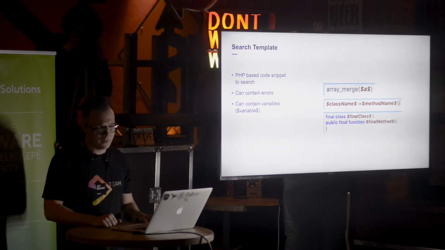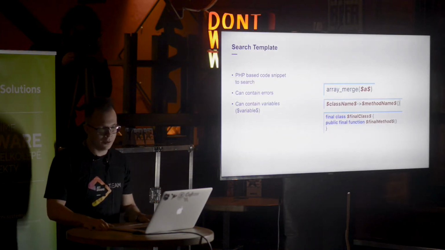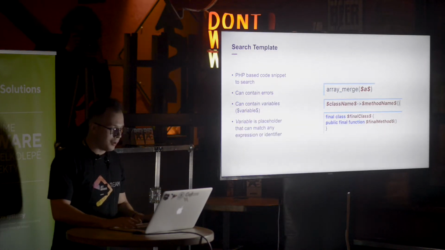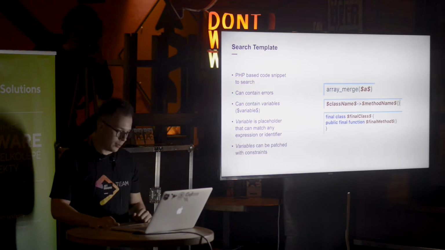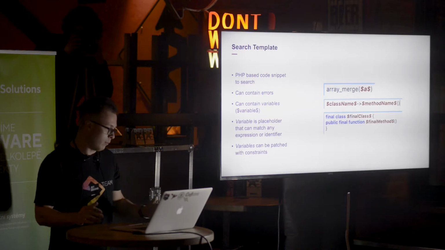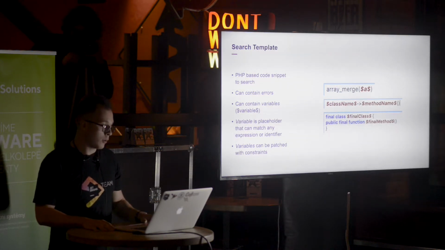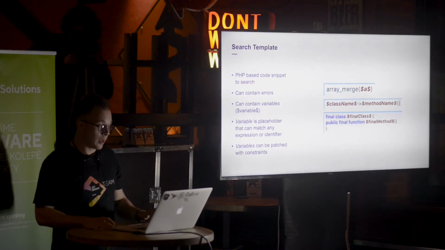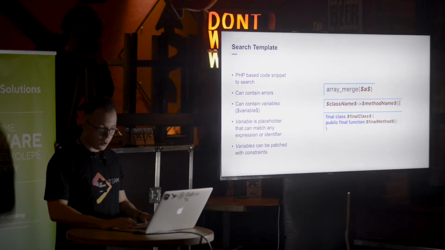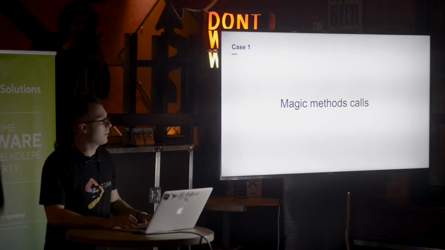You can think of variables as quantifiers in regular expressions. So a default variable is like the dot in a regular expression, so it basically matches everything, and it can be patched by constraints, which provides the power of the search template. And we will learn these constraints by examples and then look at some advanced examples. So let's start with something really simple.